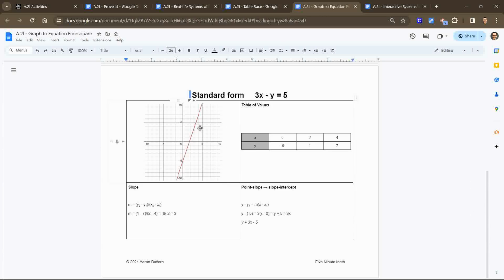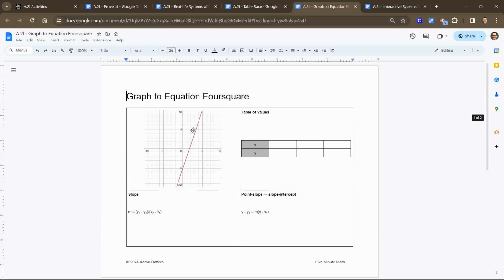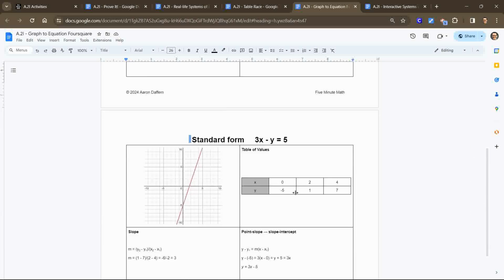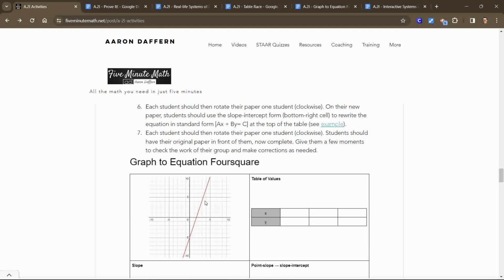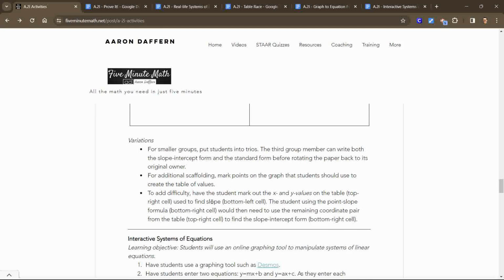So they can write it in standard form, and I'll show you an example of it completed right down here. You scroll down. There's this particular example, right? There's the table of values. There's the slope. There's the point slope used to find the slope intercept form, and then I wanted to write it in standard form. So that final rotation is to go back to the original students. And then what they do is they simply check the work. They check to make sure that the table of values is correct, the slope is fine, the slope intercept form is fine, and then the standard form is fine. So there's that example. What are some variations?